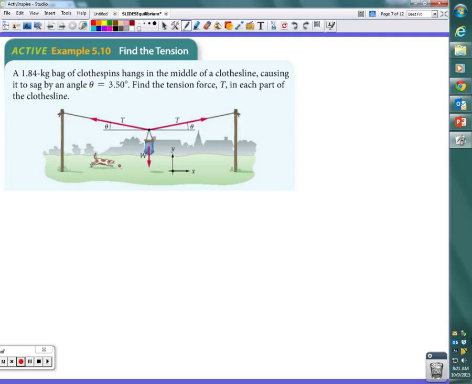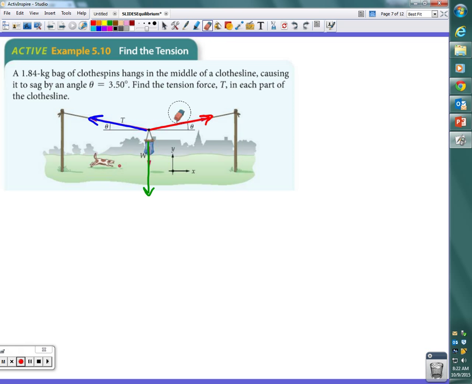All right, so it says here, a 1.84 kilogram bag of clothespins hangs in the middle of a clothesline, causing it to sag by an angle of 3.50 degrees. Find the tension T in each part of the clothesline. So they have pretty much drawn our free body diagram for us here, right? They've added 3 forces acting on the bag of clothespins. We've got the weight force here, and then we've got tension this way, and tension this way, right?